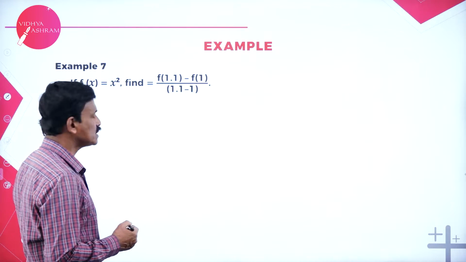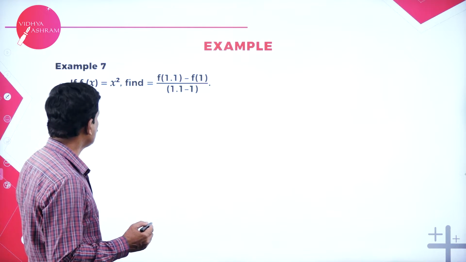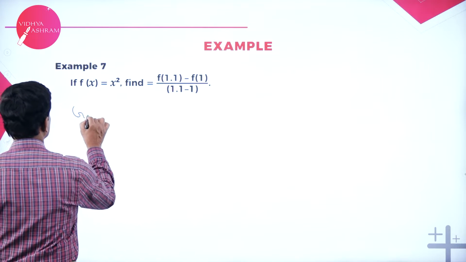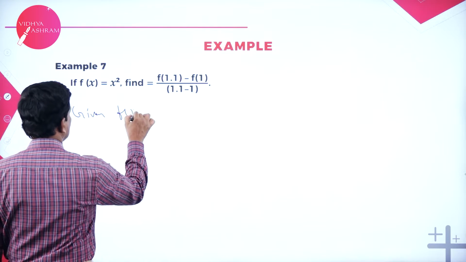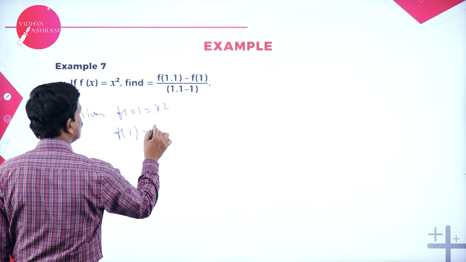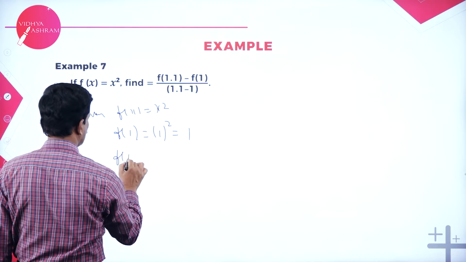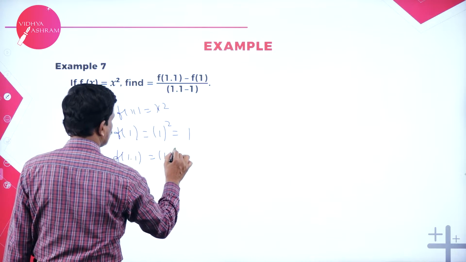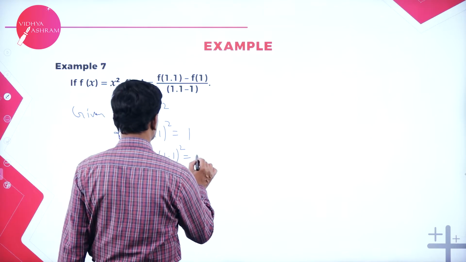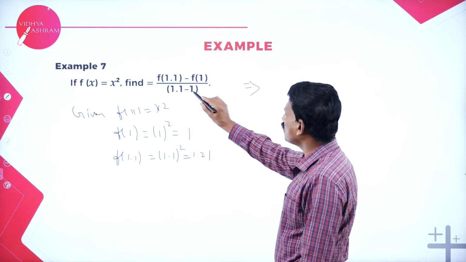If f of x is equal to x square, find the value of f of 1.1 minus f of 1 divided by 1.1 minus 1. Given equation is f of x is equal to x square. Find f of 1 first. F of 1 is 1 square, which is 1. Again, put x is equal to 1.1. So this is 1.1 whole square. 1.1 into 1.1 is 1.21.